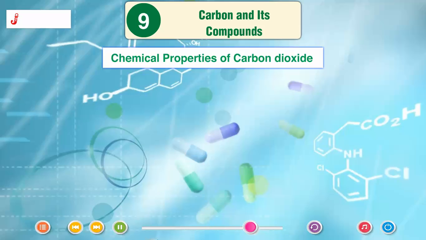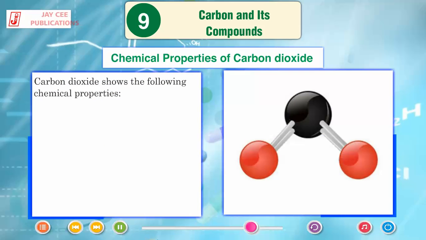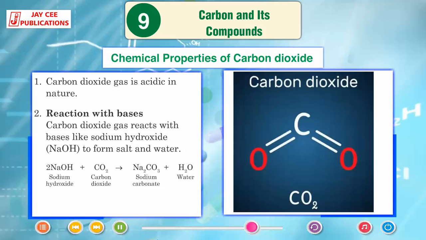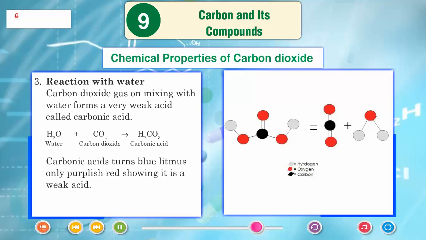Chemical properties of carbon dioxide. Carbon dioxide shows the following chemical properties. Carbon dioxide gas is acidic in nature. Reaction with bases: carbon dioxide gas reacts with bases like sodium hydroxide, NaOH, to form salt and water. 2NaOH + CO2 → Na2CO3 + H2O.